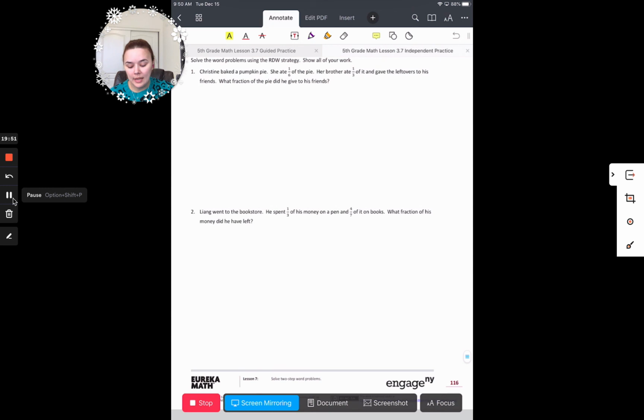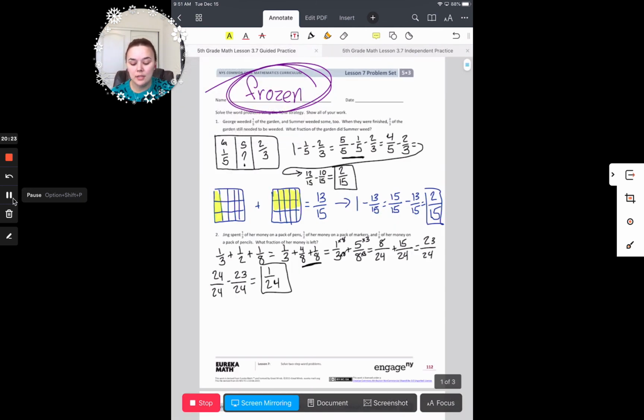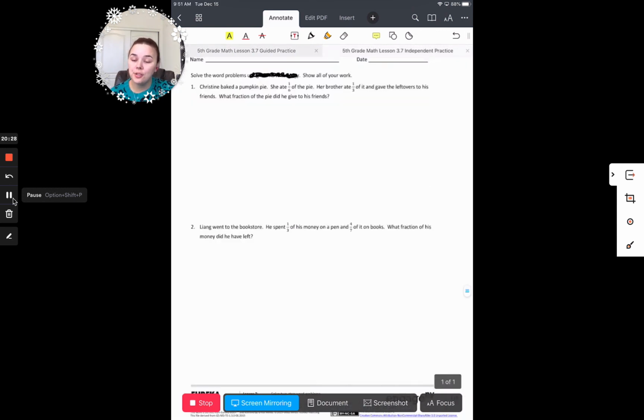And then Liang went to the bookstore. He spent 1/3 of his money on a pen and 4/7 on books. What fraction did he have left? I know that the instructions say to solve using the RDW strategy. Since we didn't really talk about what the RDW strategy is, but we did talk about how there are different ways that we can solve these, you can go ahead and just cross that out. You can solve your word problems in any way that works best for you, whether it's using numbers, like we did in number 1, using pictures, whatever is going to work best for you. Just make sure that you show your work.